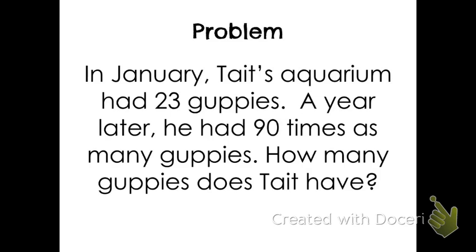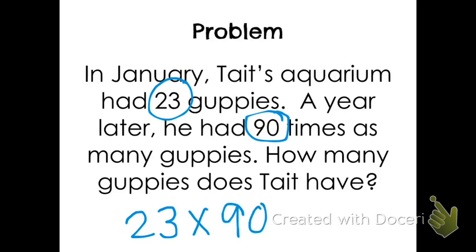A year later, he had 90 times as many guppies. How many guppies does Tate have? Well, when I take a look at this problem, and if I cube it, I'm taking a look at the numbers I have in the problem first. Well, if there's 23 guppies, and then a year later there were 90 times, well, that keyword times tells me my operation is going to be multiplication. I'm looking at a problem that's 23 times 90.